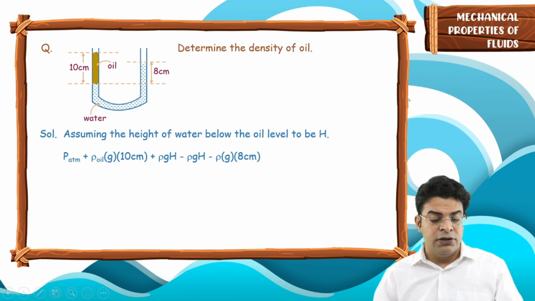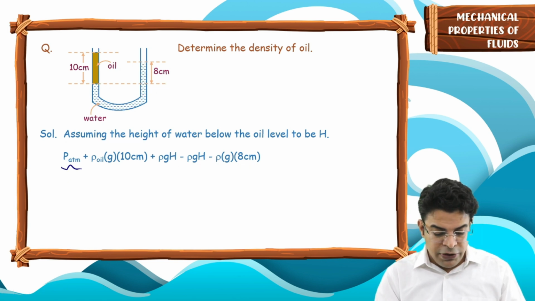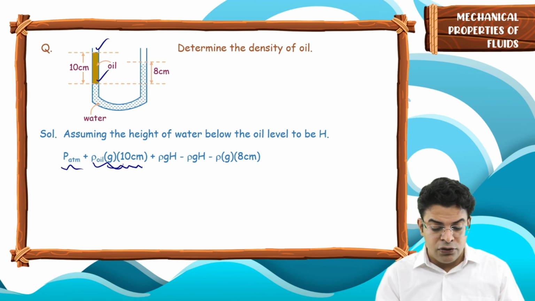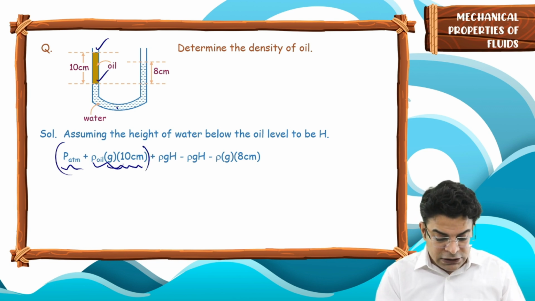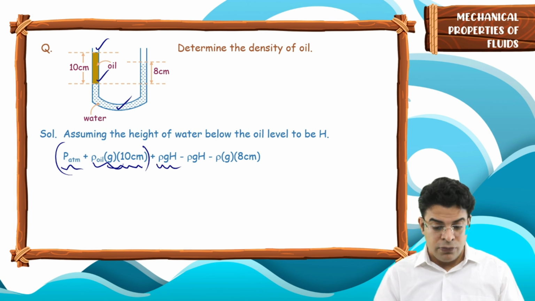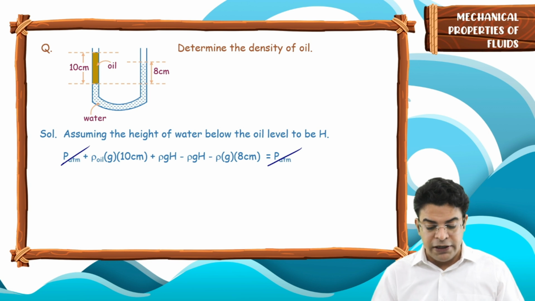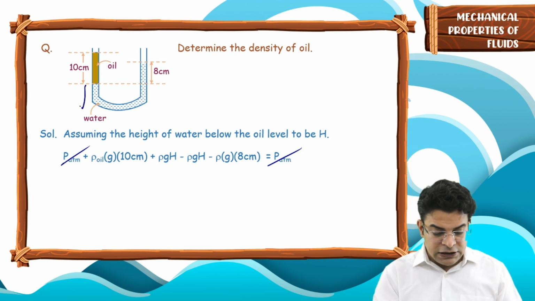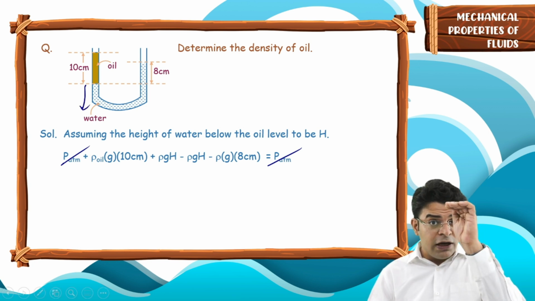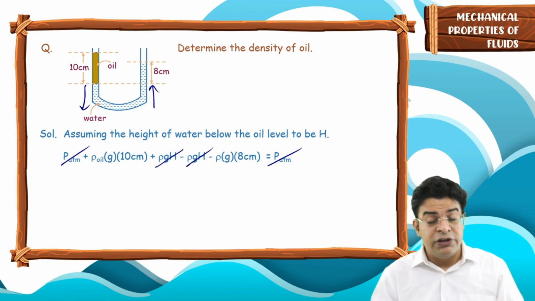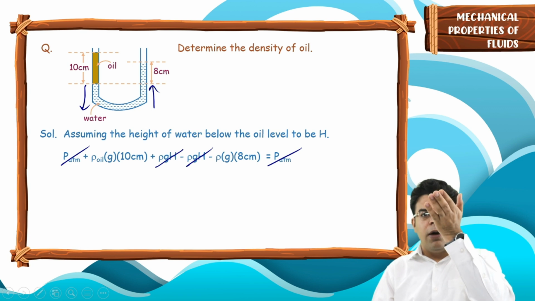So you will write the equation one more time. P atm plus density of oil into g into 10 plus rho g h minus rho g h minus rho g into 8 equals P atm. Now, you can see on both sides P atm gets cancelled. This rho g h, which got added while moving a height h down in the fluid, gets subtracted with rho g h, which is the decrease in pressure when you went up a height h.